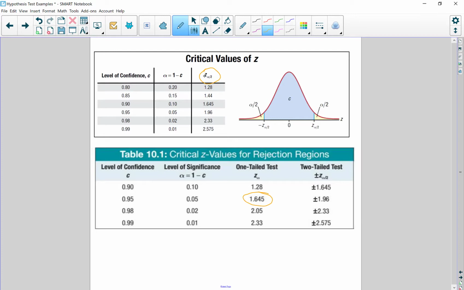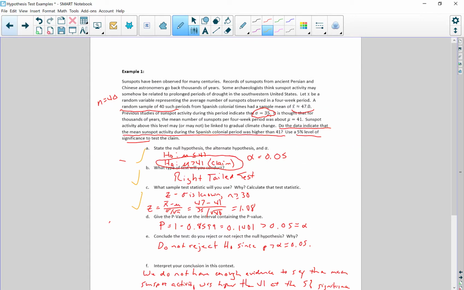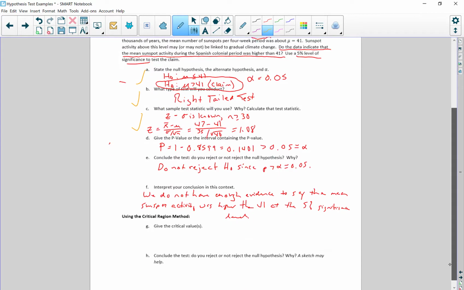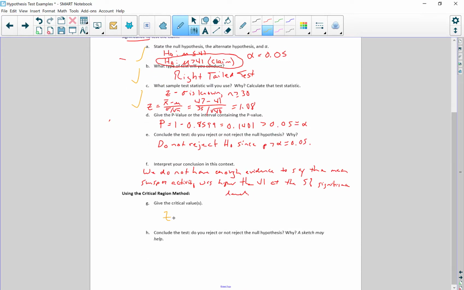Since this is z alpha over 2, we just want to multiply our alpha level by 2 to get it. So if we're doing a 0.05 level test, then we need to go to 0.10, which gives us 1.645 for our critical value. So our critical value, ZC, is 1.645. If you're doing a right-tailed test, it's going to be positive. A left-tailed test, negative. A two-tailed test is going to be both positive and negative.